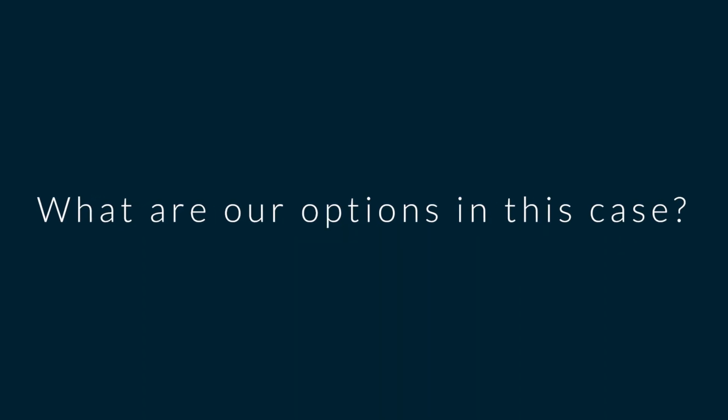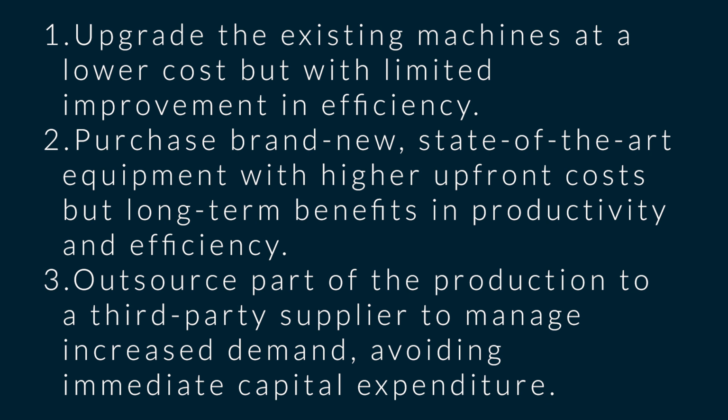If you present that to the senior management, you tell them, these are our goals, then one of the questions that they will ask you is, what are our options? And in this case, you need to give them the options. So the options could be, number one, upgrade the existing machines at a lower cost, but with limited improvement in efficiency. Two, purchase brand new state-of-the-art equipment with higher upfront cost, but long-term benefits in productivity and efficiency. Third option could be outsource part of the production to a third-party supplier to manage increased demand, avoiding immediate capital expenditure.